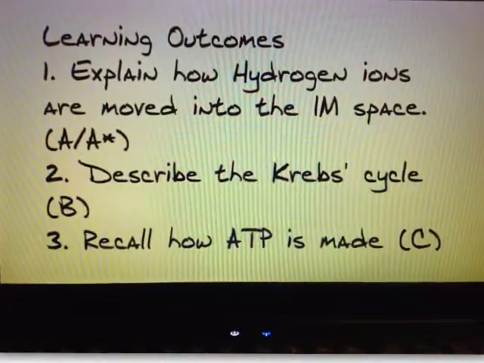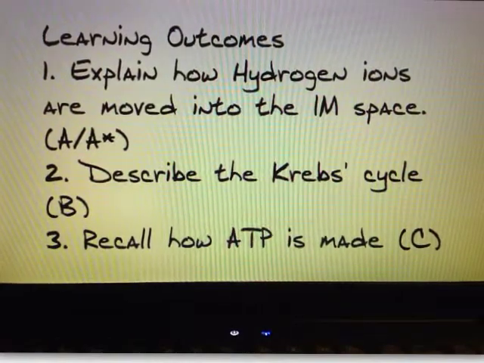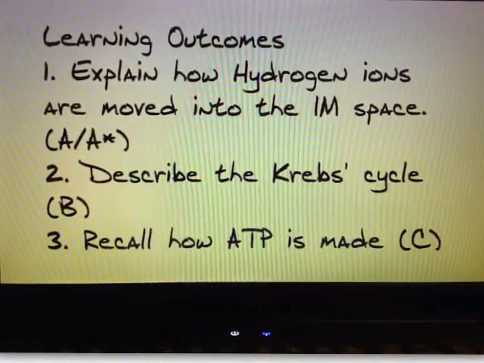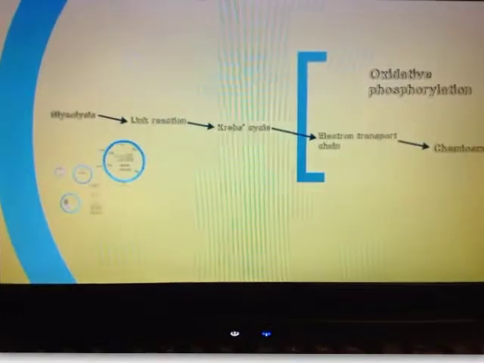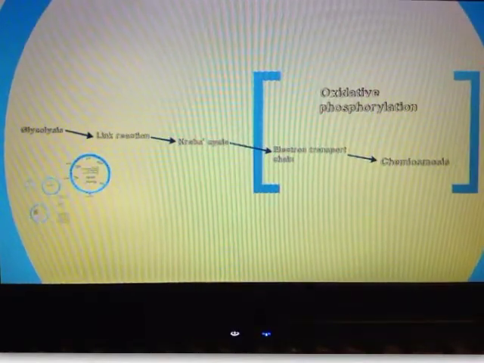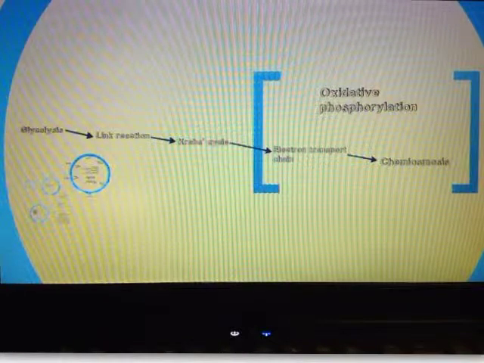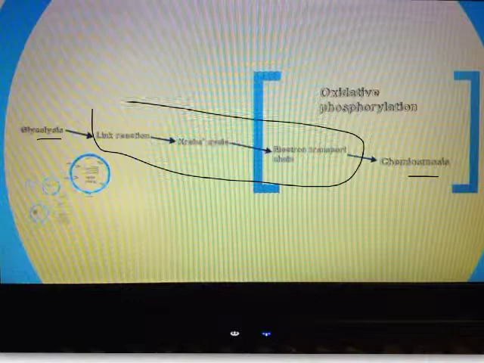Okay, so back to what we're looking at today. How hydrogen is moved into the membrane space, describing the Krebs cycle, and then recalling how ATP is made. If you remember, we looked at this last lesson. So the things that we dealt with last week were chemiosmosis and glycolysis. We're now going to fill in these gaps here, what goes on here.